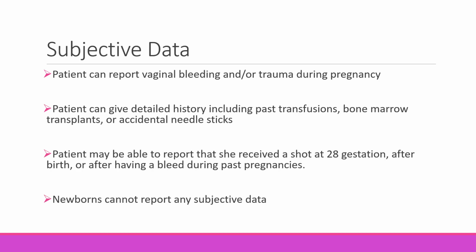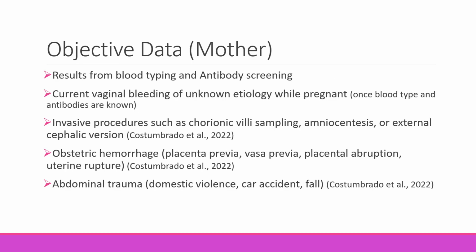Subjective data: the patient may report vaginal bleeding and/or trauma during the pregnancy. They may give a detailed history, including past transfusions, bone marrow transplants, or accidental needle sticks they've experienced. They may be able to report that they received a shot at 28 weeks gestation, after birth, or after having a bleed during past pregnancies. And newborns can't report any subjective data.